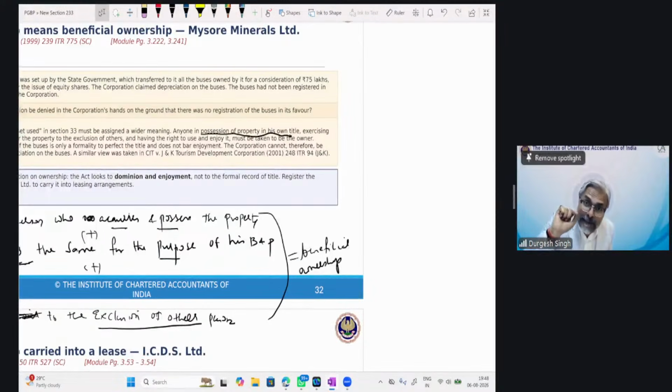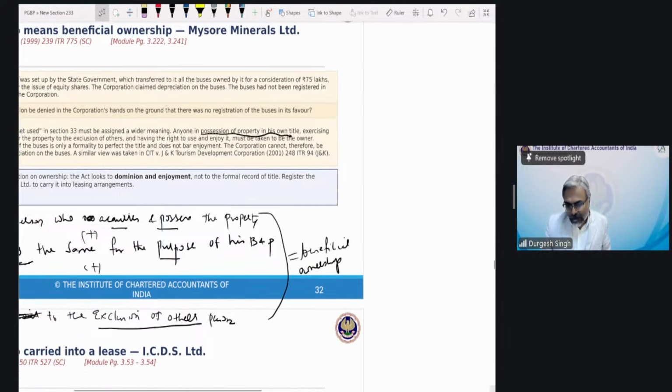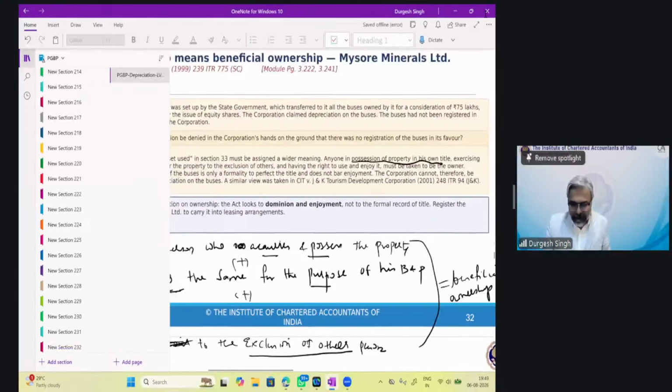Although the title over the asset continues to be that of the partnership firm. Please tell me, students, what is your take in this case? All of you are aware of the principle, right? So, what is your take?